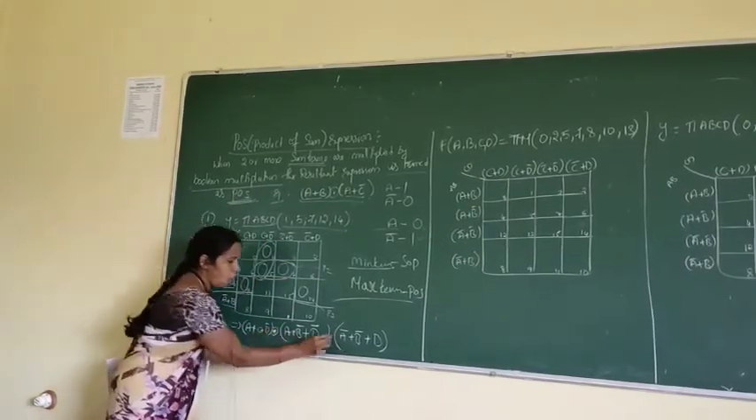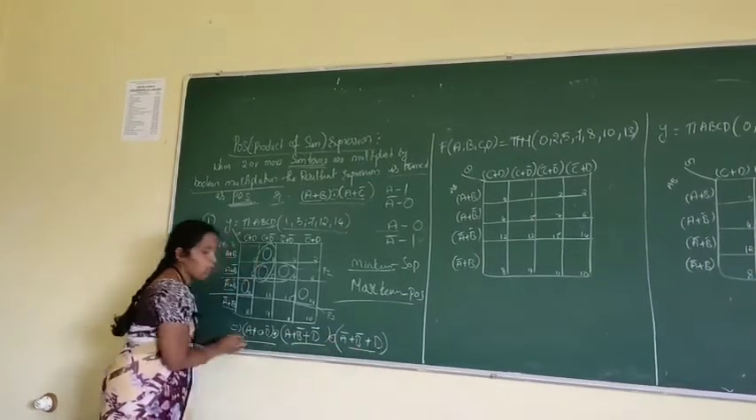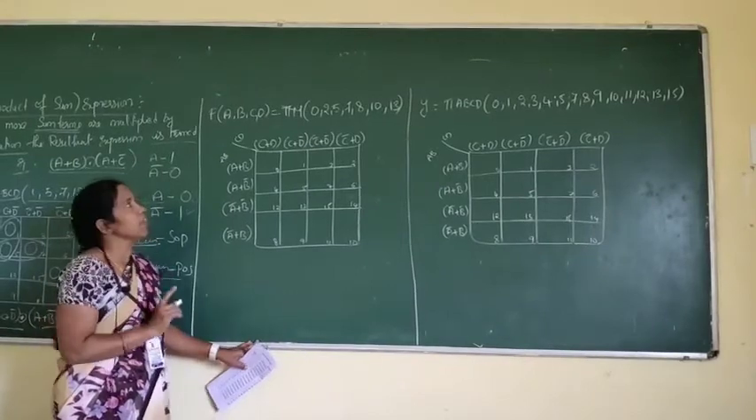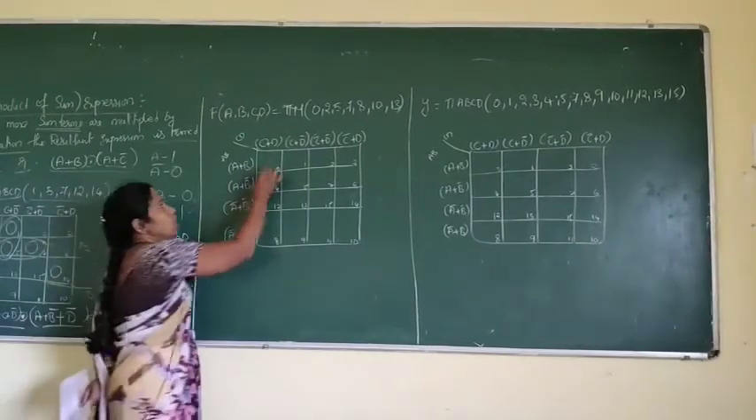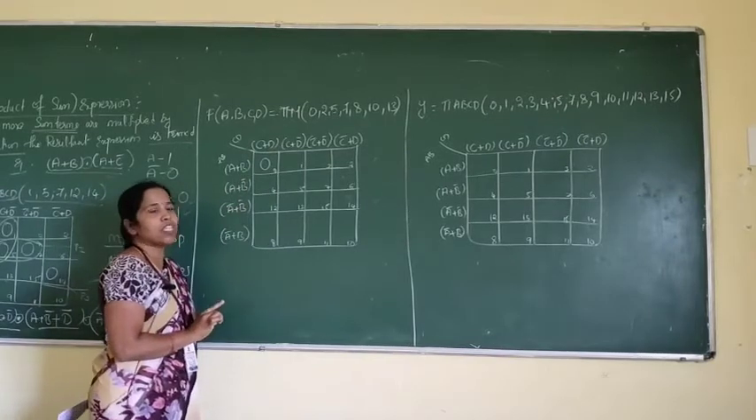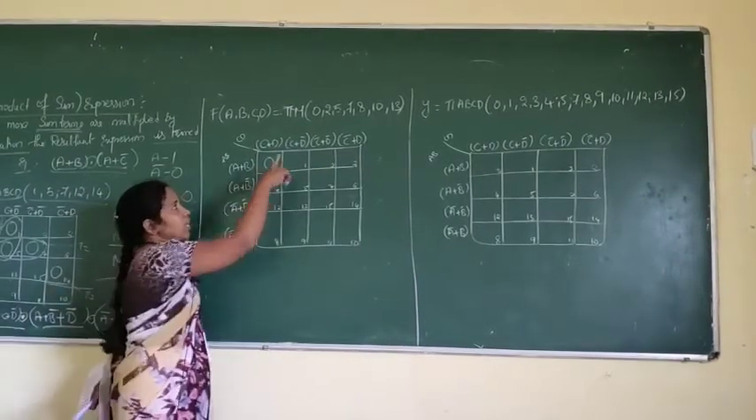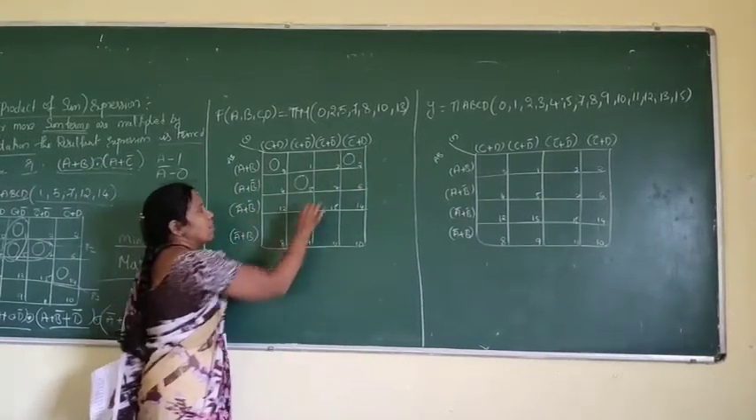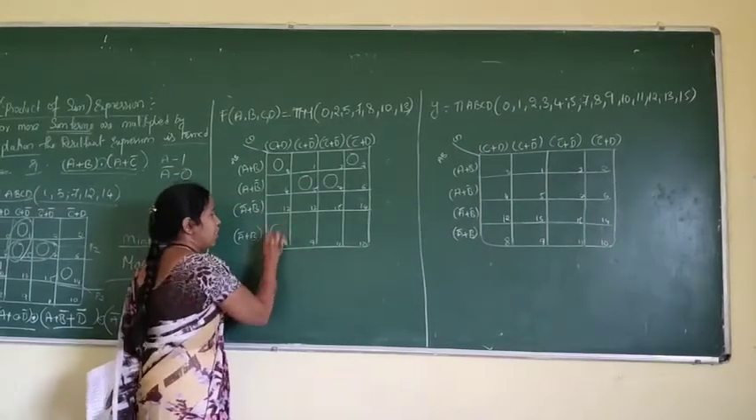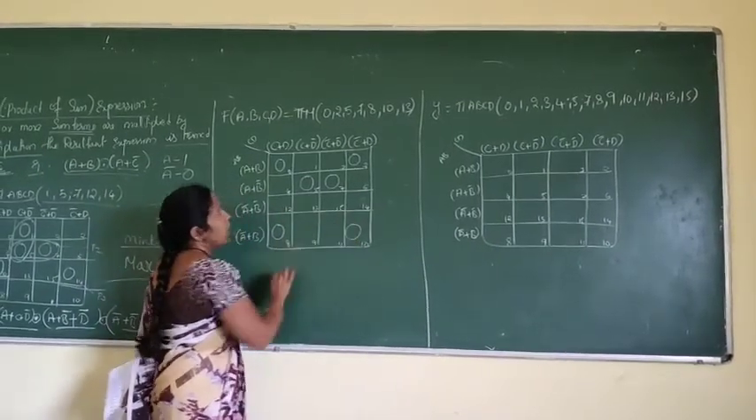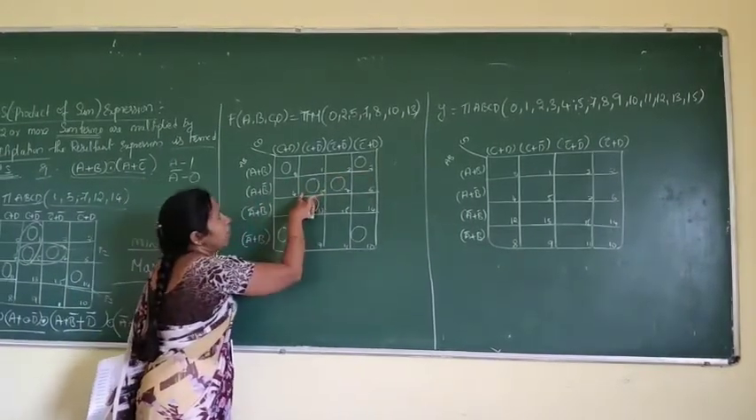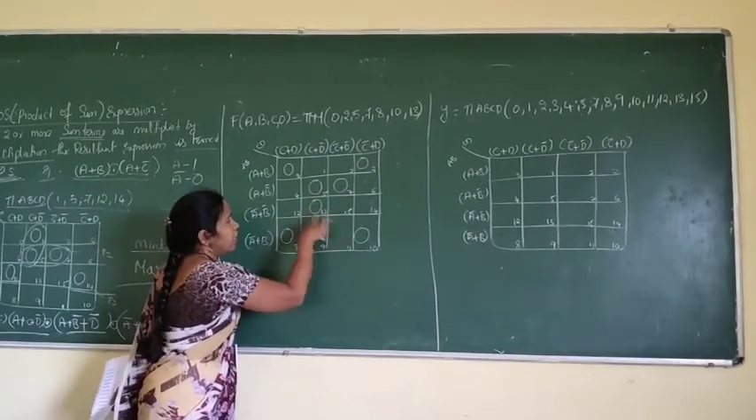So that is the product of sum terms, the POS expression. Now one more example I have given here: f of A, B, C, D, again 4 variables. The values I have given here. The first max term is 0, so here I am placing 0. In POS we map the max terms using zeros. Next is 2, next one is 5, next one is 7, next is 8 and 10. After that you have 13. So 0, 2, 5, 7, 8, 10 and 13.